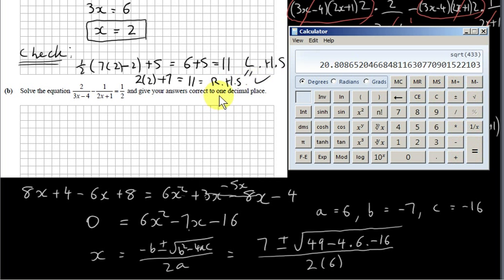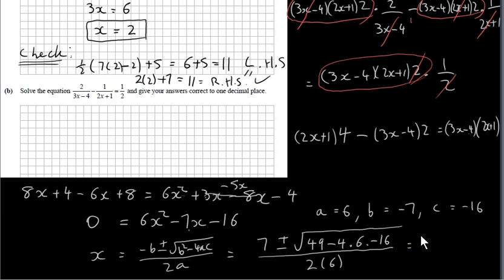We want our final answer to be correct to 1 decimal place. So I won't round this to 1 decimal place. I'll round it to more than 1 decimal place, and at the very end we'll round the final answer to 1 decimal place. So I might write this down to 2 or 3 decimal places. I'll write it down to 3 decimal places. So it's going to be 20.809. And this is divided by 2 times 6, which is 12.